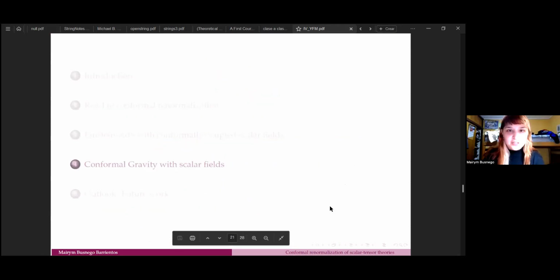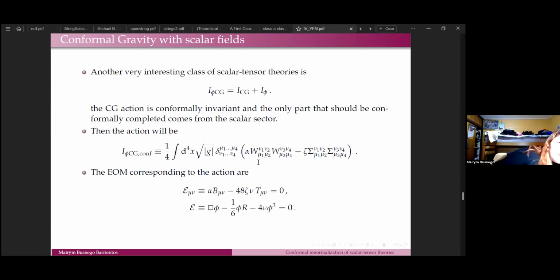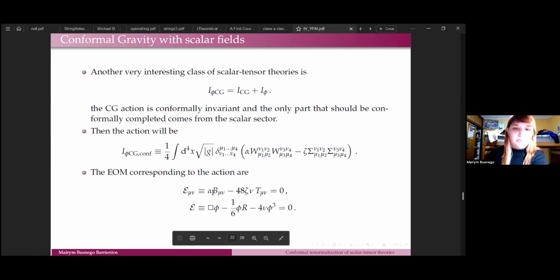So this is a first example. And now we can also apply this procedure for conformal gravity with scalar fields. We already know that conformal gravity is finite for asymptotically locally AdS space. So now the only part that we have to complete conformally will be the part of the scalar sector, but we also did that. So the action now will be Weyl square minus zeta with sigma square. And these are the corresponding equations of motion, with this corresponding to conformal gravity, and this for the conformally coupled scalar fields.